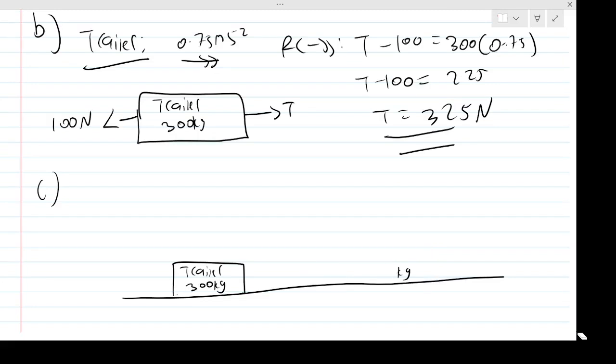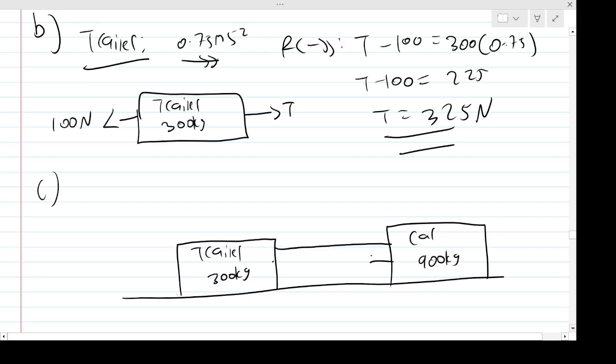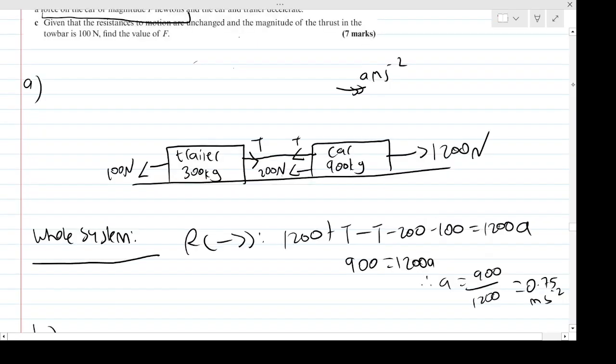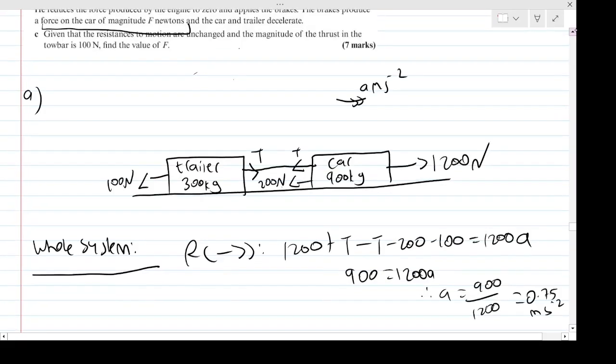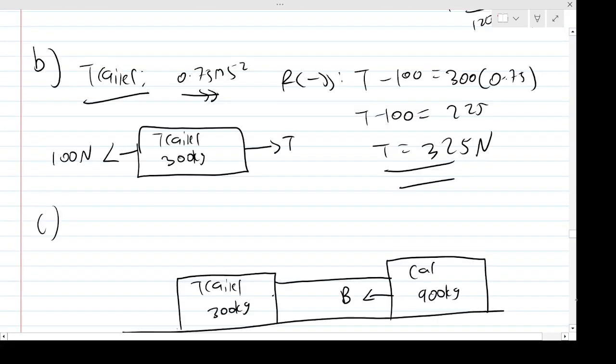Actually, I'm going to draw the blocks a bit larger because there's going to be a lot of forces here. There we are. Trailer, 300 kilograms. Then we have the car, 900. So again, they're being connected by rope. But there's a braking force here of B. That's the braking force. That's when the car slams on the brakes. So a brake obviously slows you down. So there we are. We're told it's F. Okay, not B, but F.